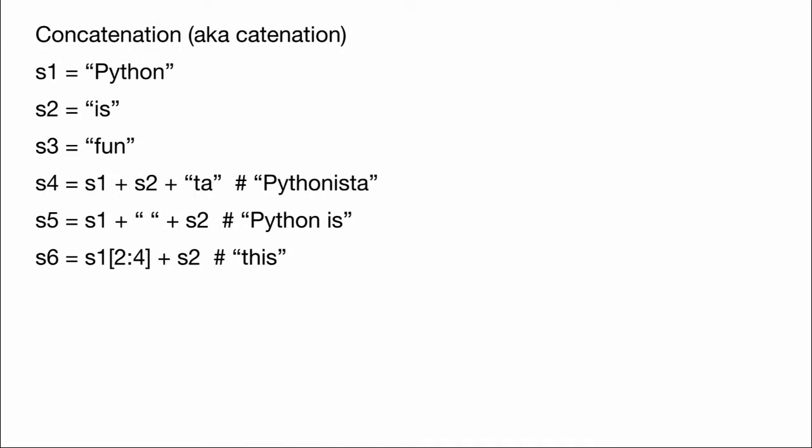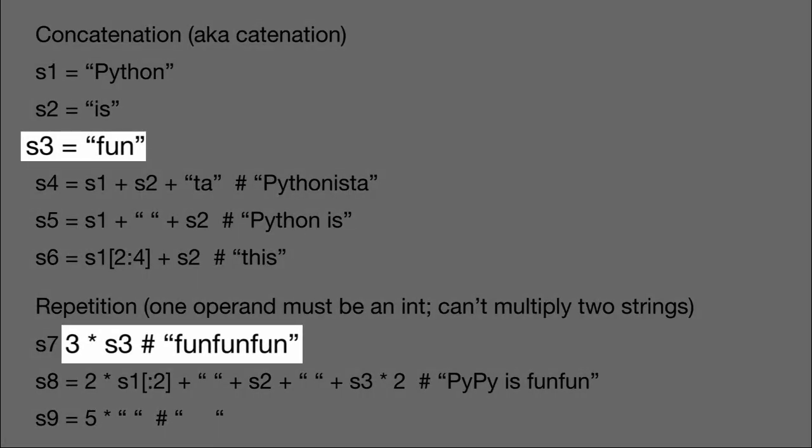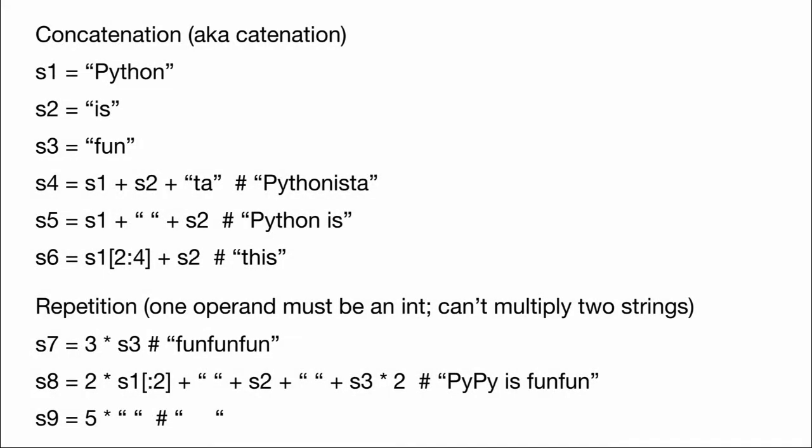The multiplication operator can also be used with strings. In this case, one of the operands must be an integer and one must be a string. When used with a string and an int, it is known as the repetition operator and produces a new string that contains multiple copies of the string operand. For example, both 3 times s3 and s3 times 3 would produce fun fun fun.